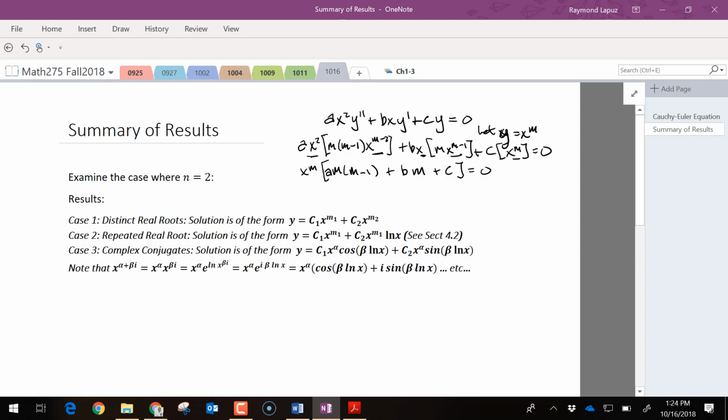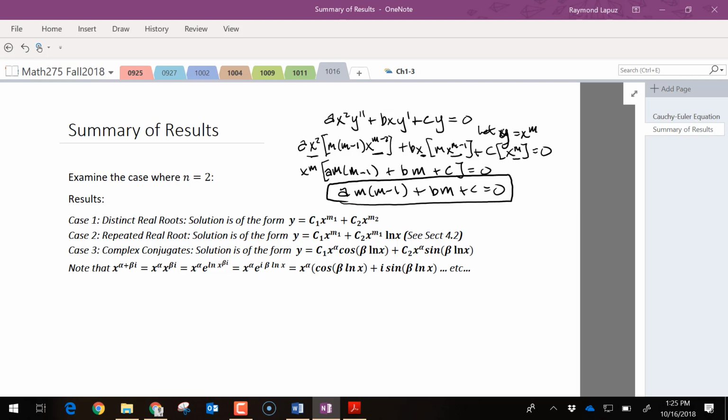So this turns out to be your characteristic polynomial. It's different from the other ones that we've done where it's just a m squared plus b m plus c. Here it's a little bit different because when you take derivatives of x to the m, you get some extra constants coming out. So it's a slightly different characteristic equation.